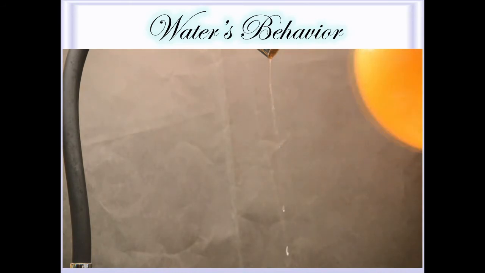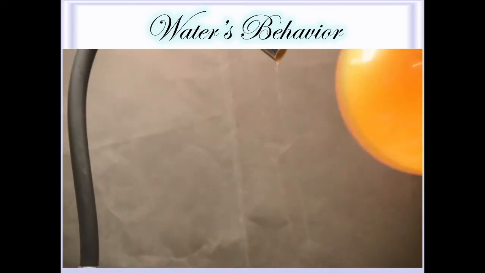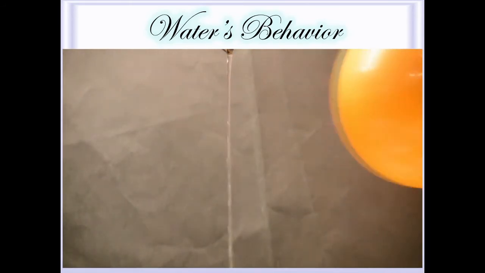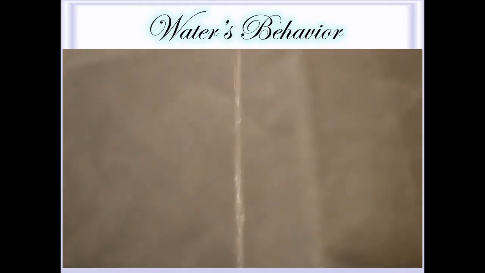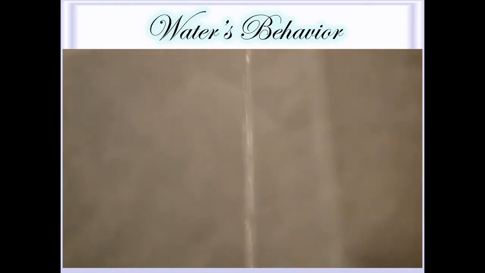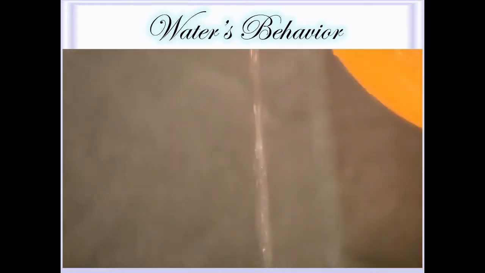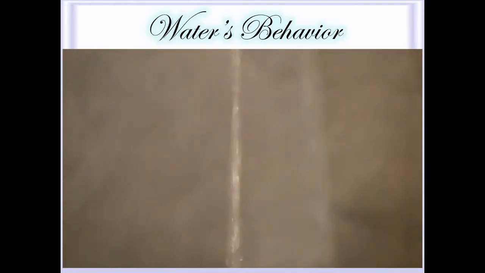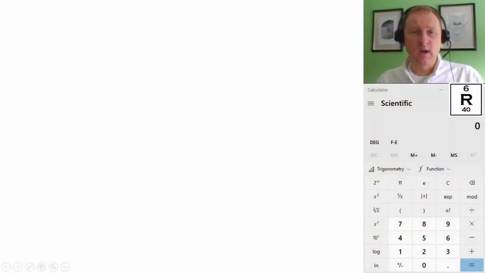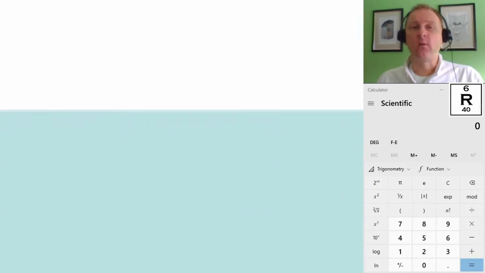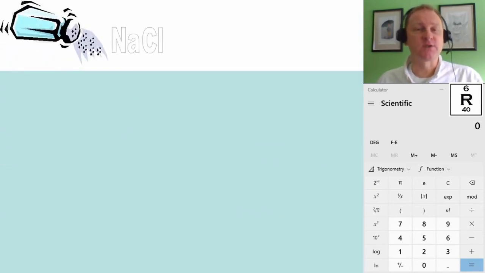the balloon. So the water molecules will actually reorient themselves. The oxygen side, which is negative, will attract towards that positive balloon. And the water, as it falls, will actually bend. If you try this at home and it's not bending, make sure you get the water stream to be a little thinner. Understanding the behaviors of water helps us understand why water is such a good solvent.